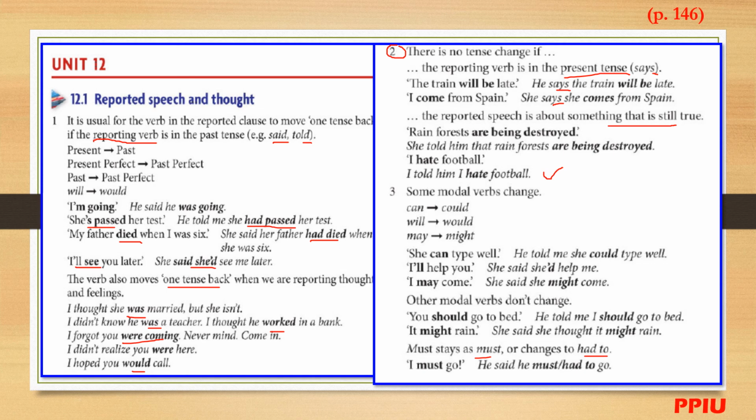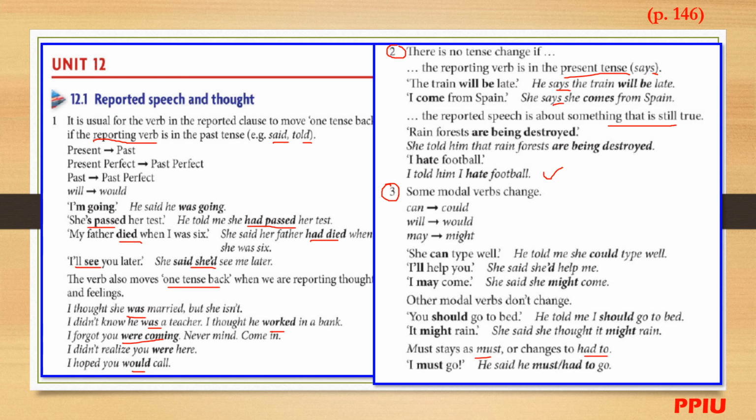Okay, I better explain in a little bit about number 3. Okay, so the changes of some modal verbs: could, can changes to could, will changes to would, may to might.